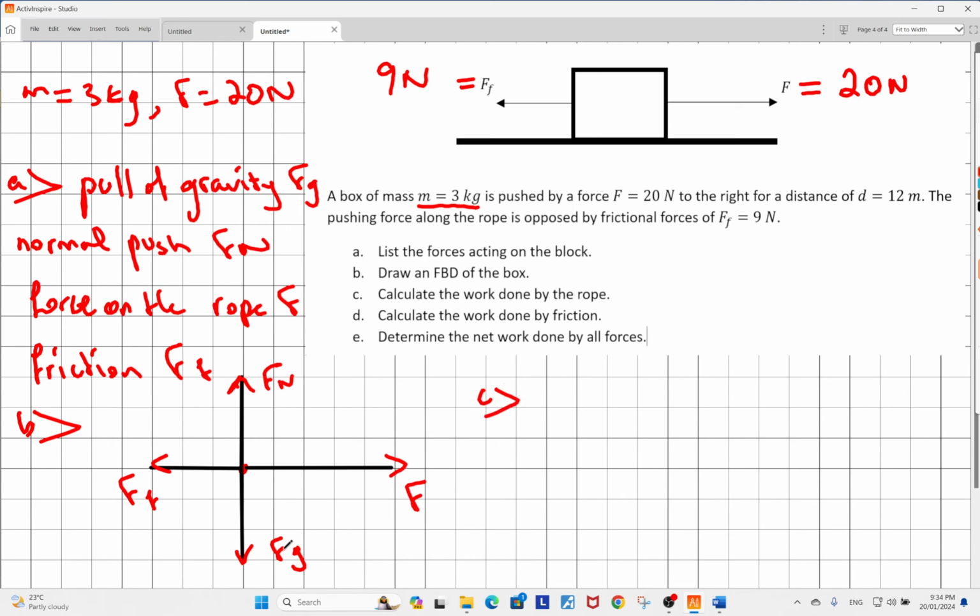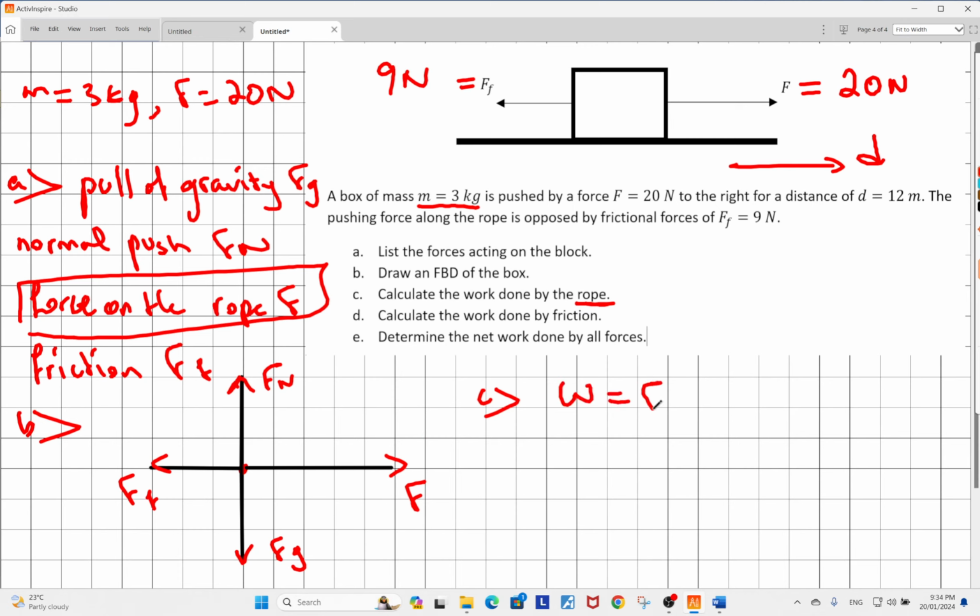Now in part C, they're asking you to calculate the work done by the rope. By which force? Is it gravity, Fn, capital F, or Ff? They're asking for the rope, which is capital F. Notice that the displacement is to the right, so both capital F and d are in the same direction. We will use W is F times d, which is 20 times 12, and that would be 240 joules.